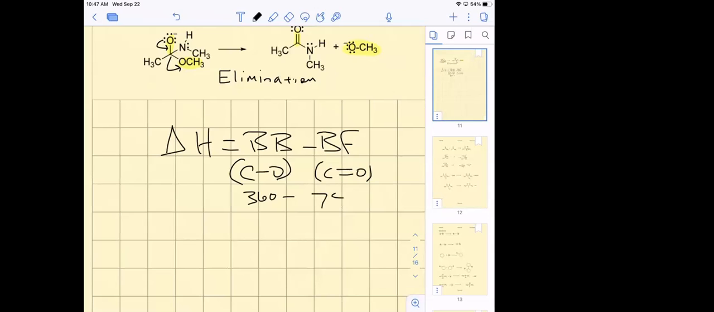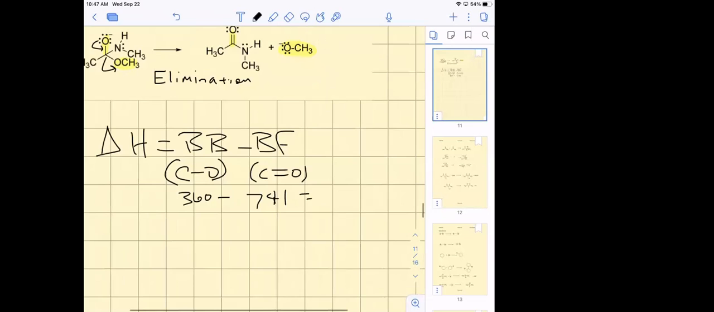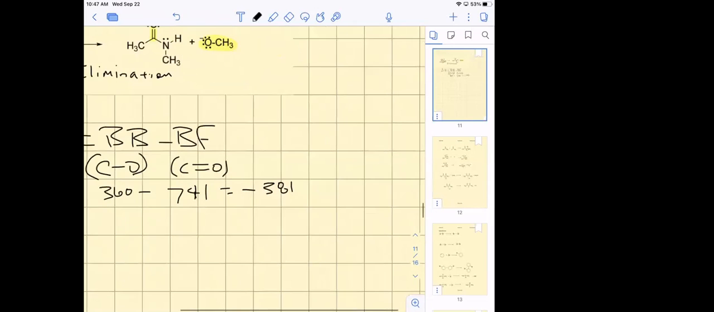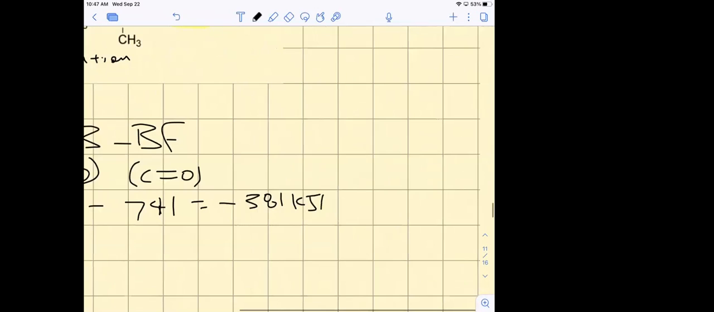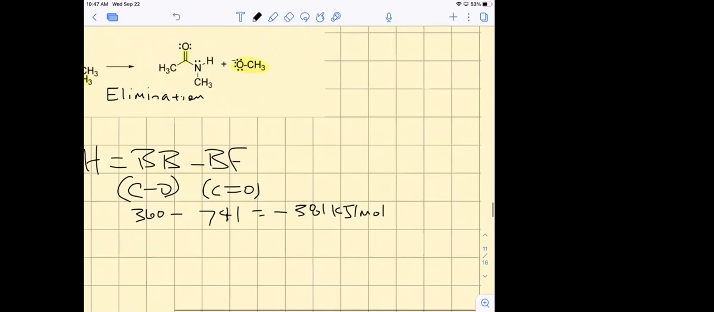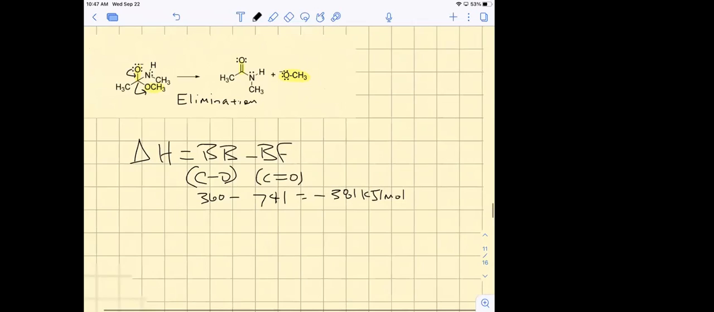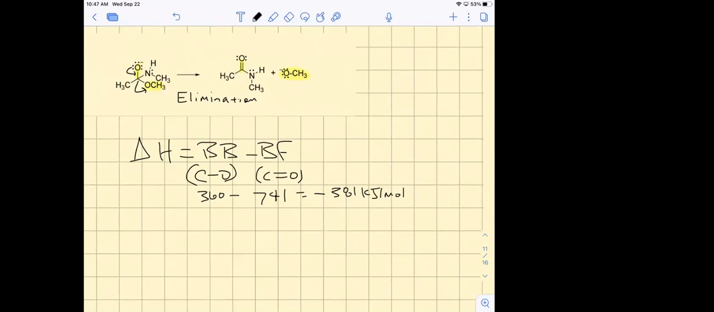Yes. So that's going to be what, negative 381? Is that right? Yes, negative 380. So that's it. Again, this part is highly exothermic, right? Highly exothermic, because delta H is negative.